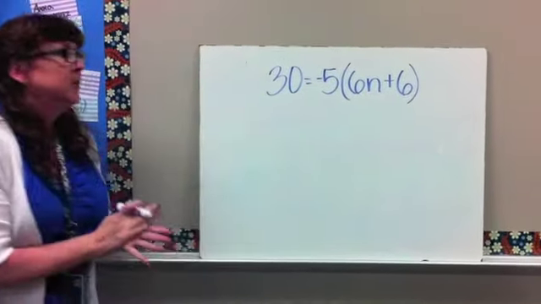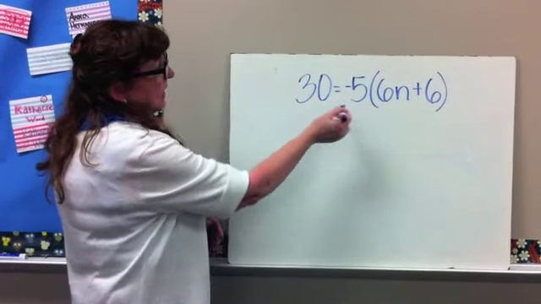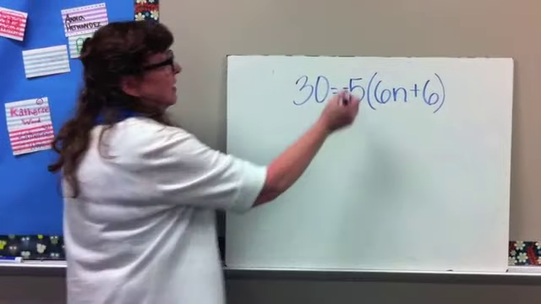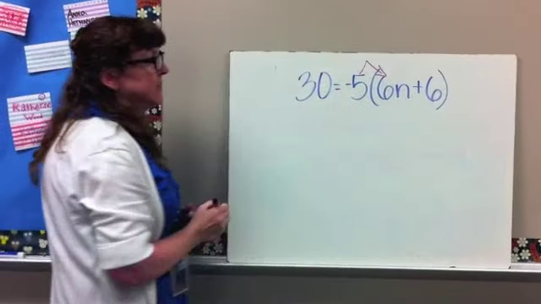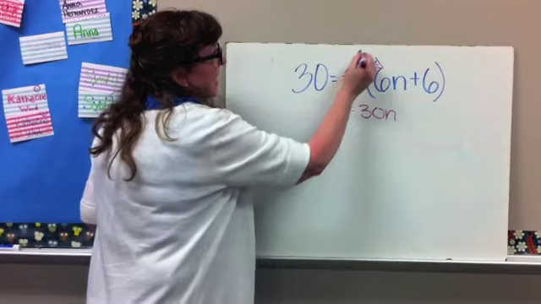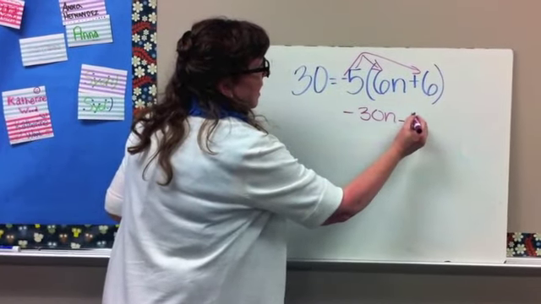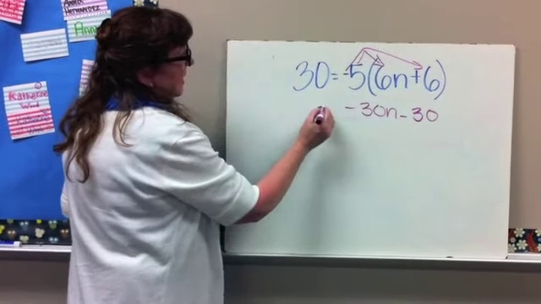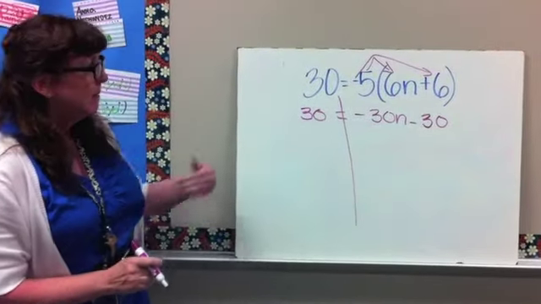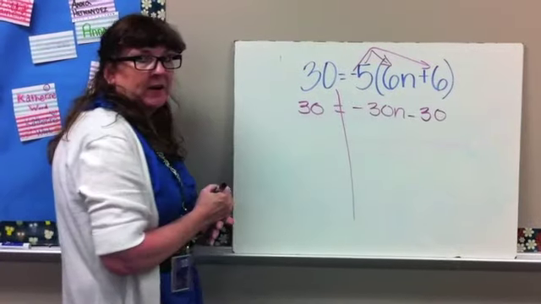And this one is also using the distributive property. So I've got 30 equals negative 5(6n plus 6). So negative 5 times 6n is negative 30n. Then negative 5 times 6 is negative 30. This all equals 30. I make my line. Now I'm at my two-step equation mark. I'm going to come over here. I'm trying to isolate the variable.